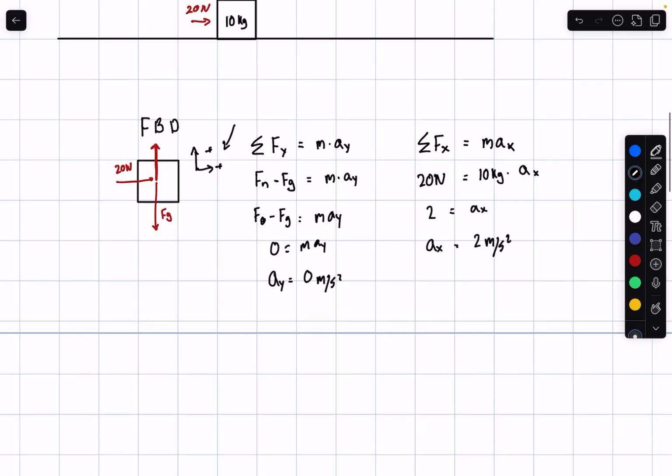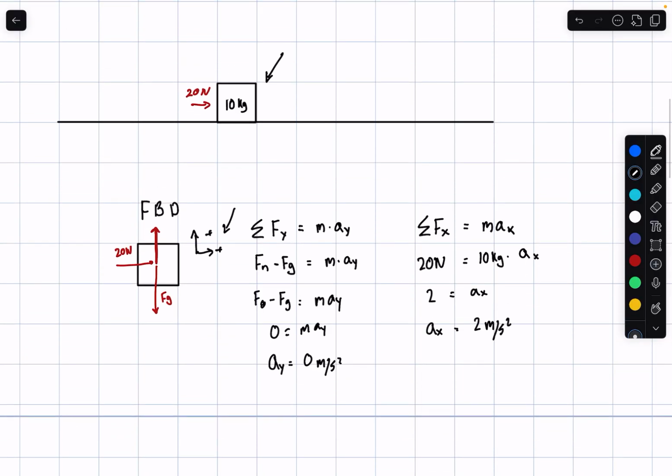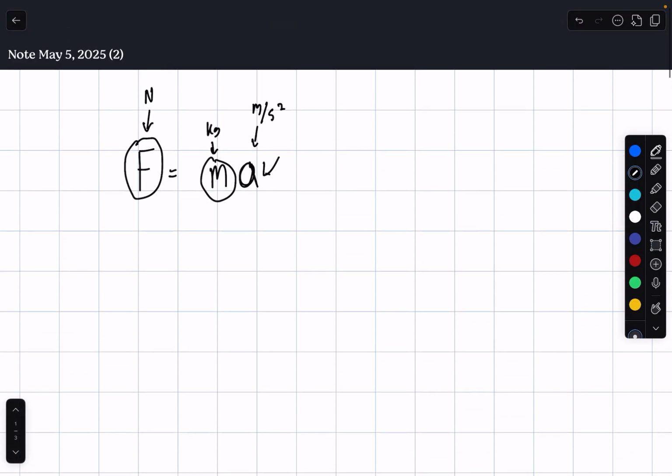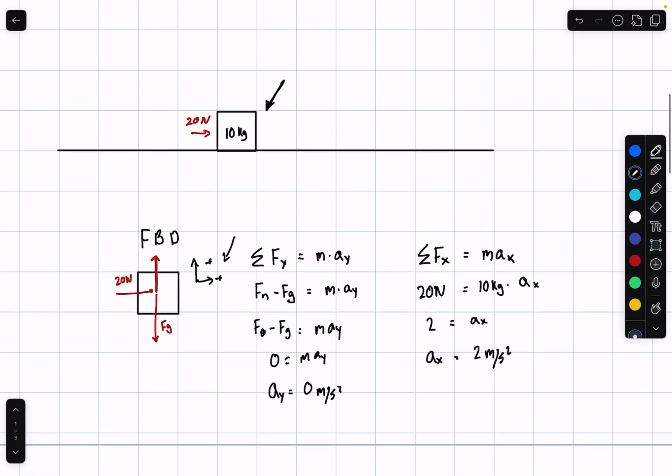So each second, this box is going to be moving 2 meters per second faster. So that's how we use F equals ma to solve for the acceleration of a box.